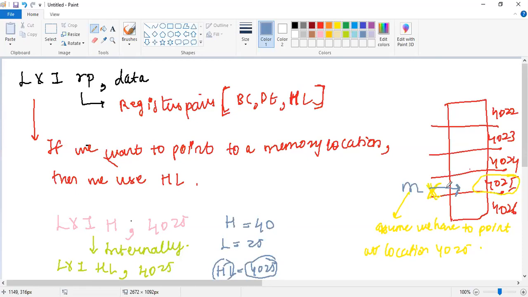This is not the proper explanation given in your book, but this is a simple explanation which might help you in your assembly language program. So if you want, you can just take a screenshot.